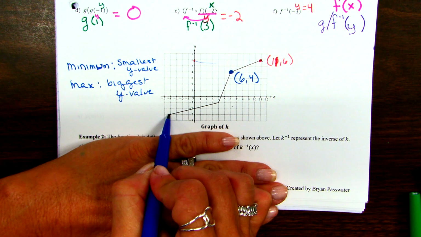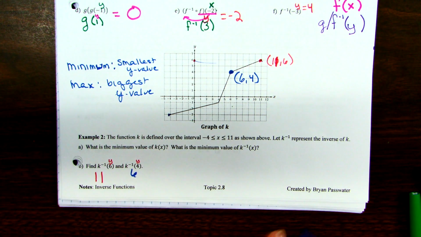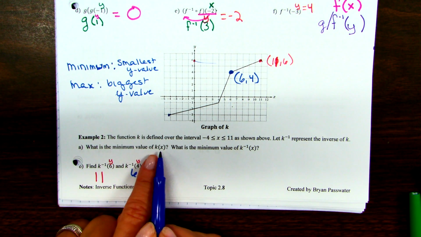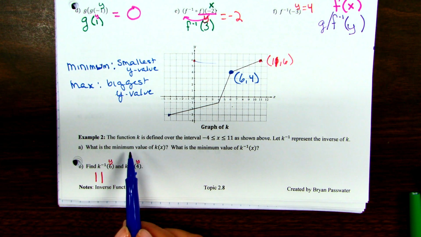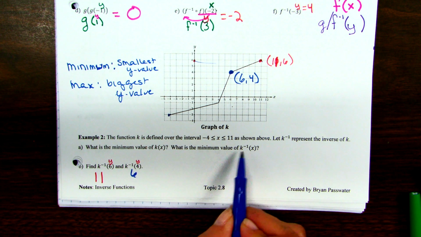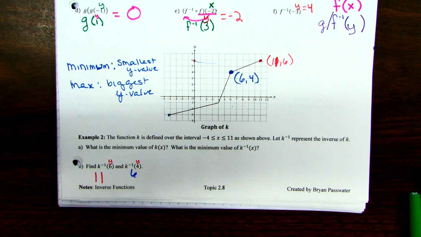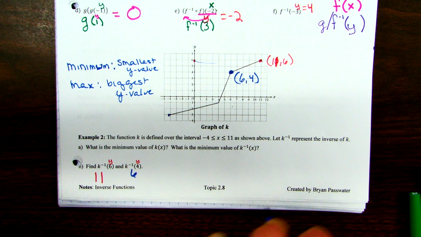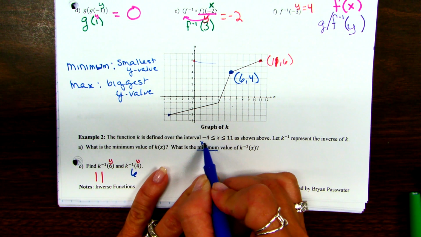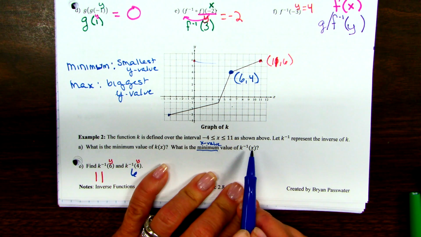-3, right? It's the lowest y value. Now, what if we're talking about the inverse? So minimum and maximum of the function was the y value. Remember our concept? Flip. So when we're talking about the minimum or maximum of the inverse, we're now asking the minimum or maximum what value? Fill in that blank. X value. So this would be, what is the minimum x value? Because it's the inverse. You flip your x's and y's.